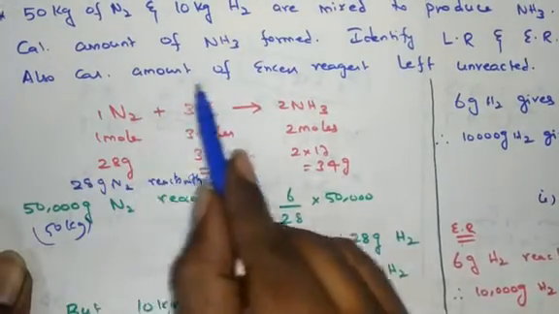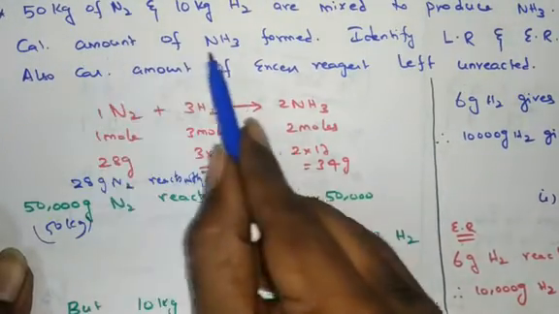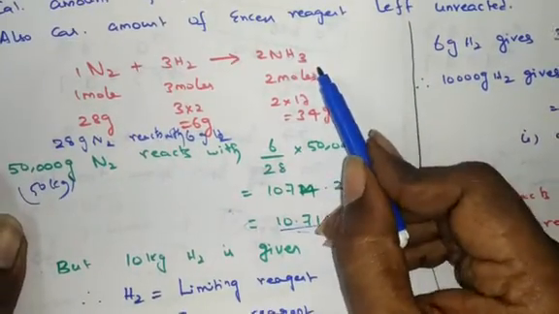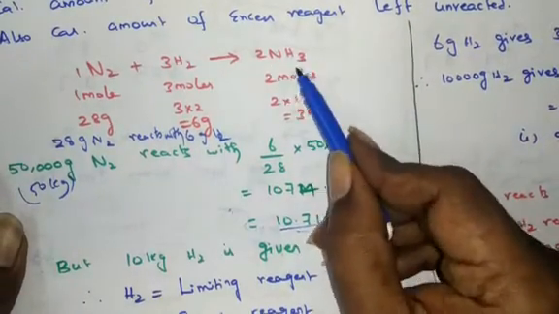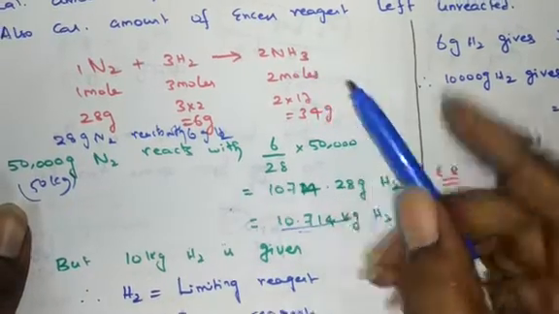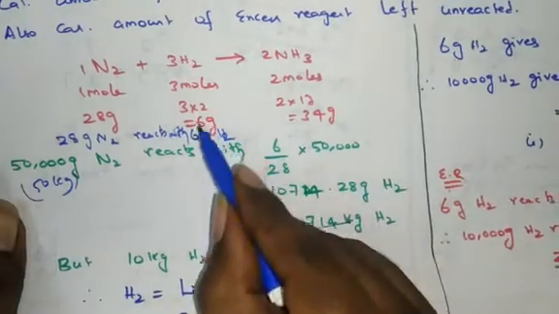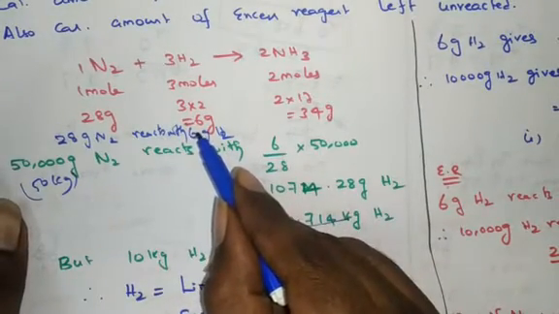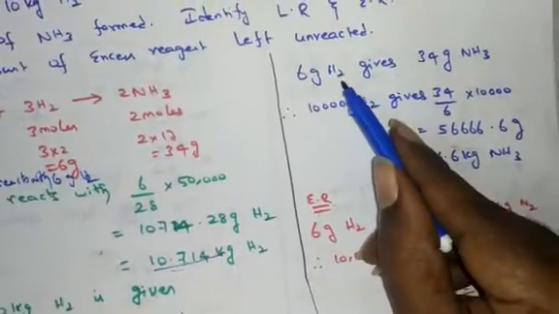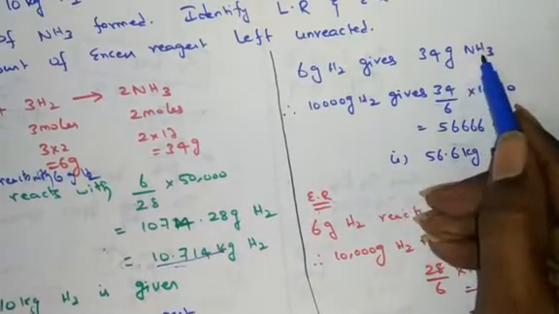Now we calculate the amount of ammonia formed. So how do we calculate the amount of products formed? The amount of product formed depends on the limiting reagent. So the limiting reagent is hydrogen. According to this equation, 6 grams of hydrogen forms 34 grams of ammonia.